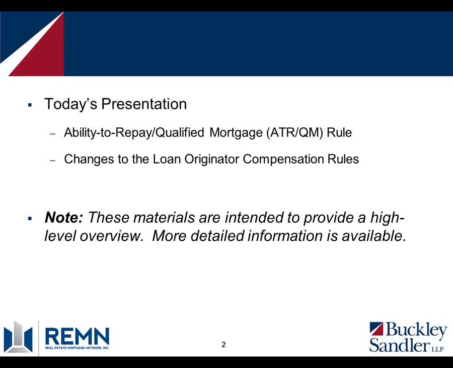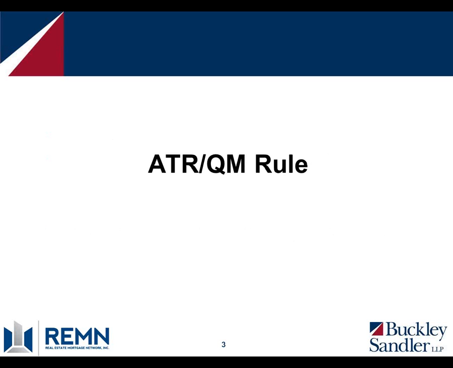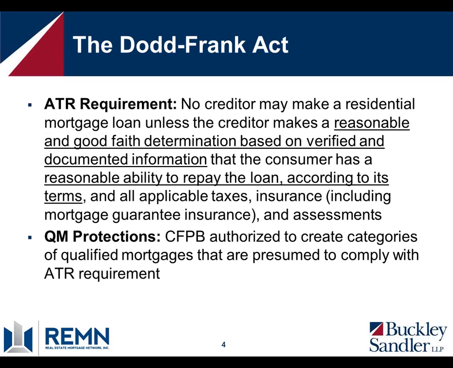So, okay, with that, let's dive right in and start with the ability to repay qualified mortgage rule. And the baseline here is that Congress, when it passed the Dodd-Frank Act in 2010, creating the Consumer Financial Protection Bureau, also amended the Truth in Lending Act to provide that a creditor shall not make a mortgage loan unless it first makes a reasonable and good faith determination based on verified and documented information that the consumer has a reasonable ability to repay the loan. So that's the baseline requirement we're looking at here. Reasonable ability to repay the loan according to its terms.